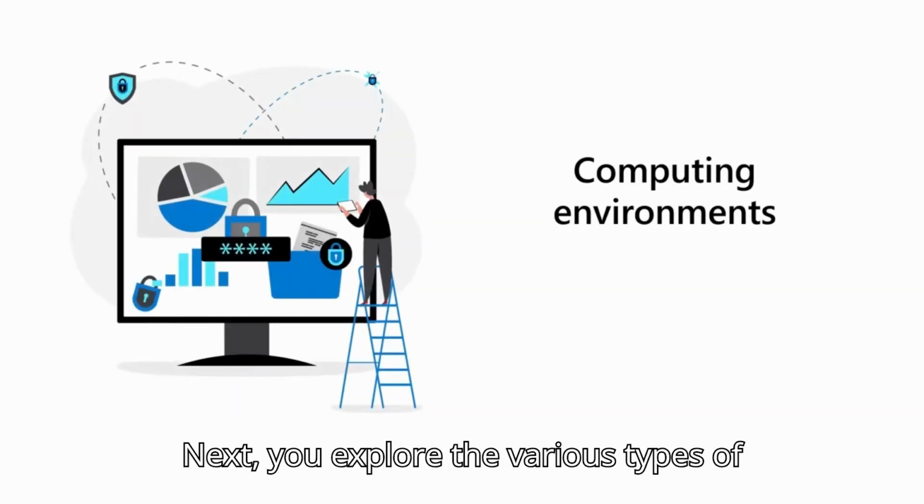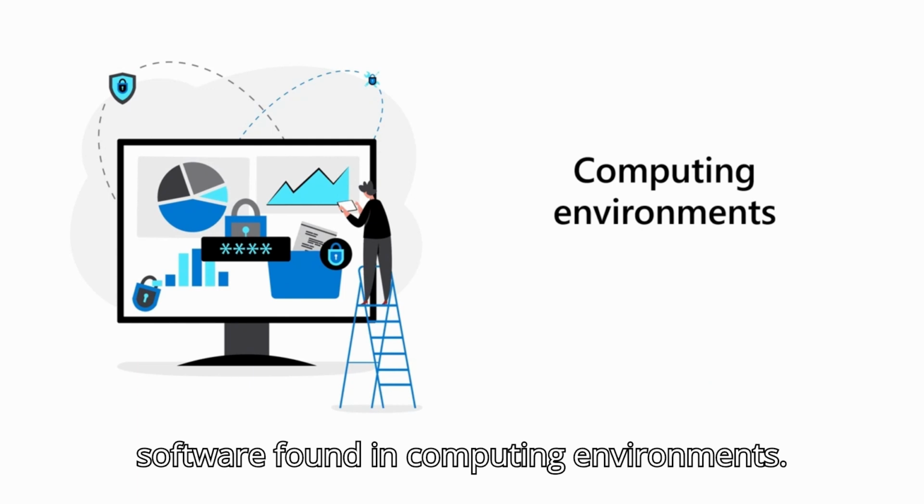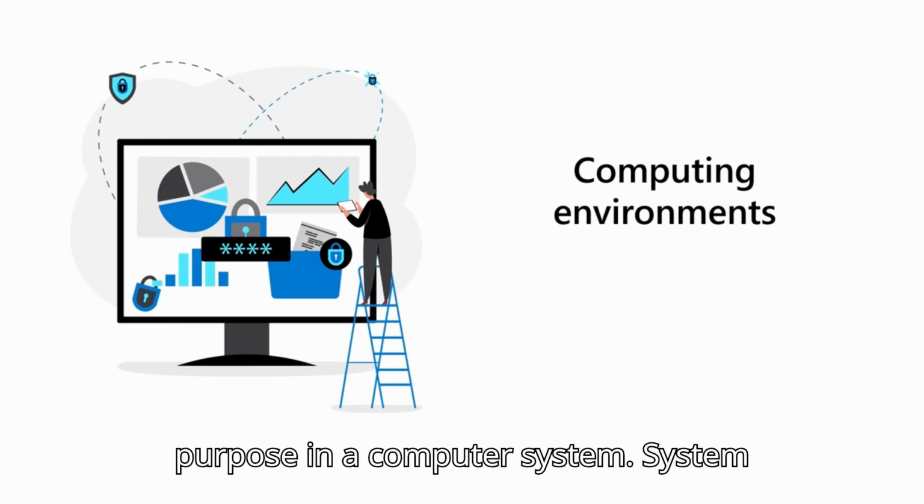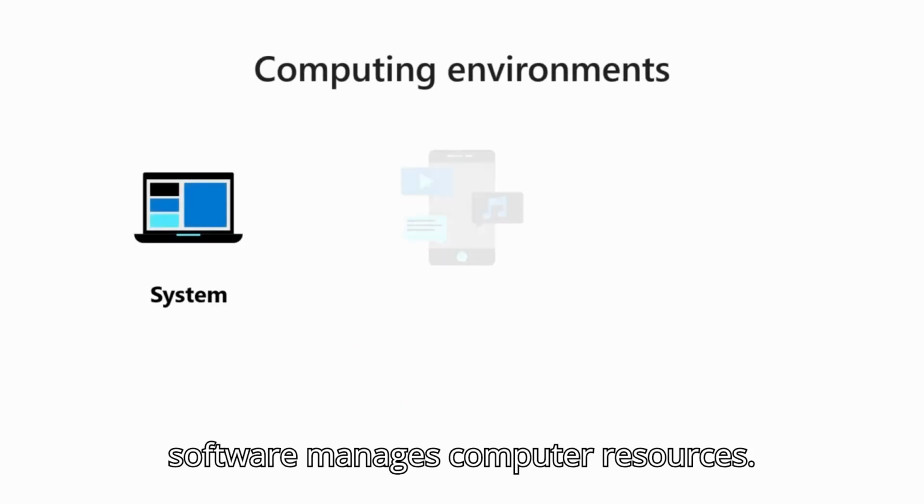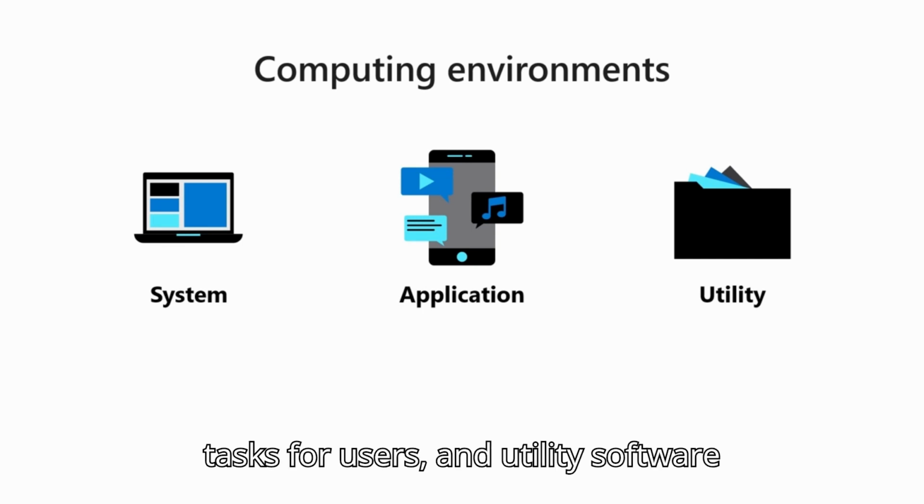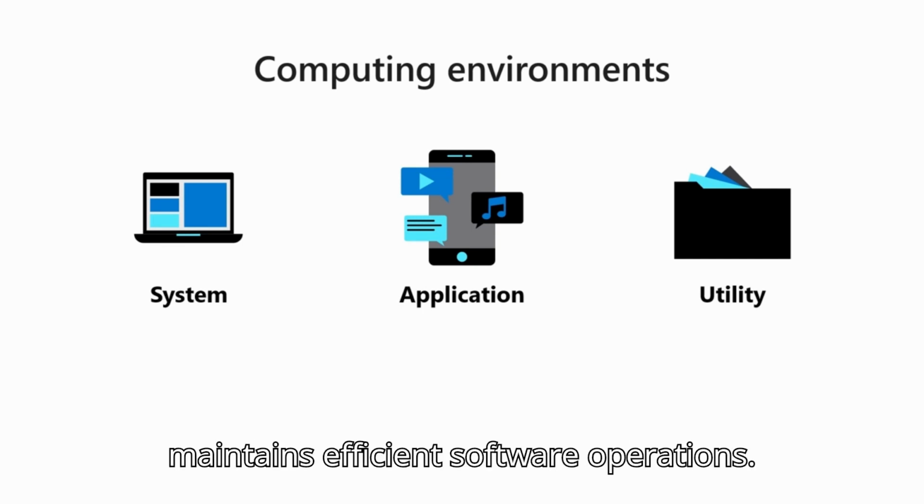Next, you explored the various types of software found in computing environments. Remember, each type serves a distinct purpose in a computer system. System software manages computer resources. Application software carries out specific tasks for users. And utility software maintains efficient software operations.